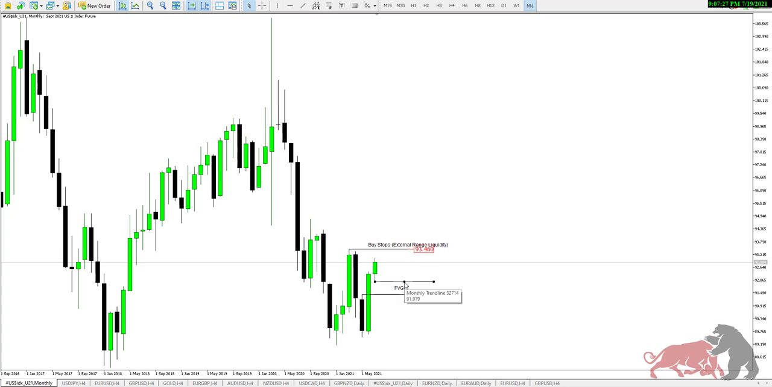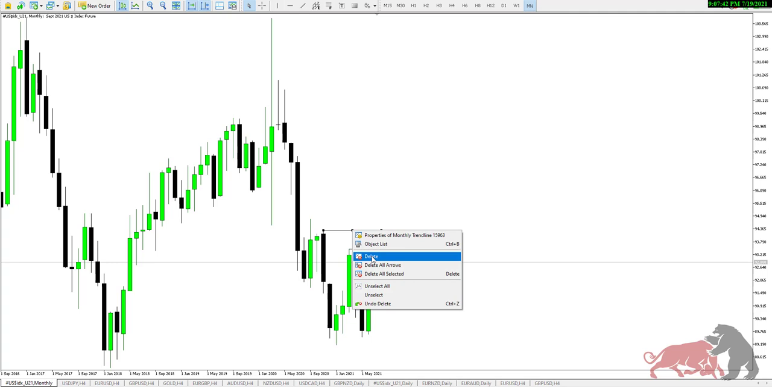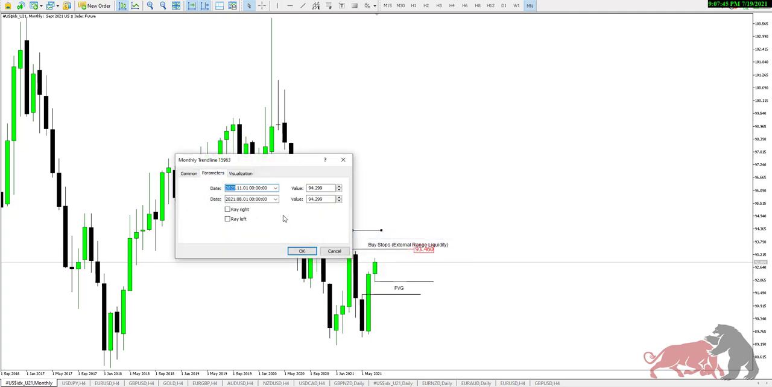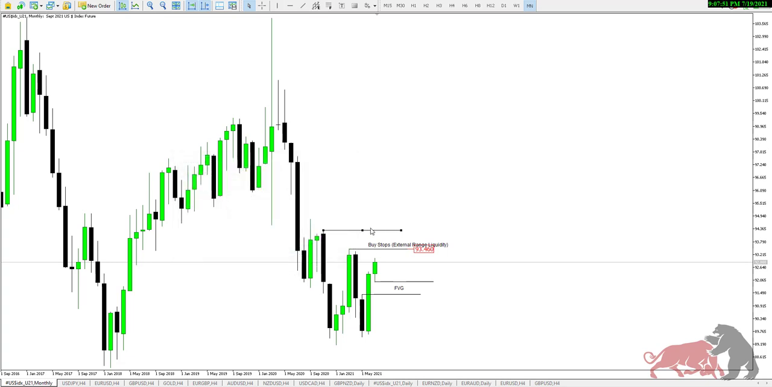Now, what other area of interest do we have to take note of on the monthly chart? This high. The high of November 2020 is going to provide liquidity in the form of buy stops when the market trades to that level. We will just highlight that price point. We're not going to talk much about it because there's still a huge range for us to cover before we start talking about 94 on dollar index.